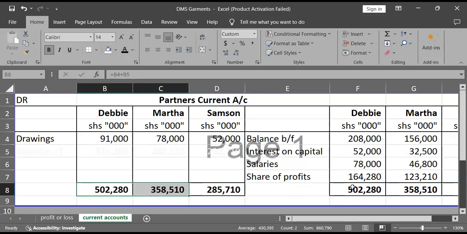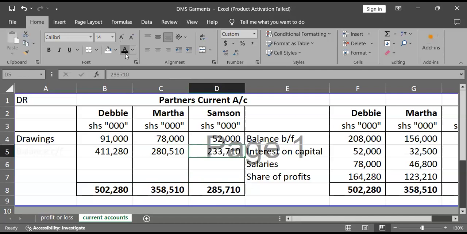Yes, Debbie was supposed to receive 502,000, but she had drawings of 91, meaning that her net balance would be 411. That means that if we were to give her cash, we would deposit in her bank this much money. And Martha, we also balance off Martha's account. 358 minus 78 gives us 280. And then we also balance off Samson's account, 285 minus 52, which gives us 233. So this will be the balance carried forward for their current accounts.